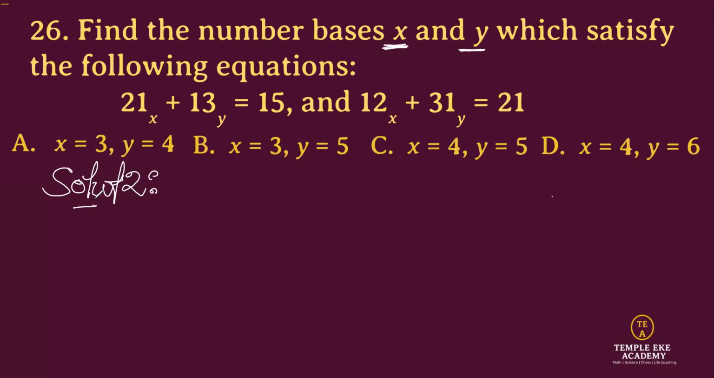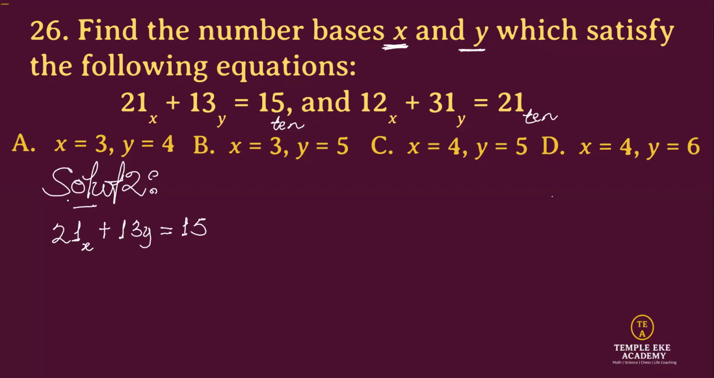Now we take the first equation, which is 2, 1 base x plus 1, 3 base y to give 15. And because the 15 is written without indication of the base, it means automatically it is in base 10. So is the case for the second equation. 21 is also written in base 10. All right, the expansion procedure.